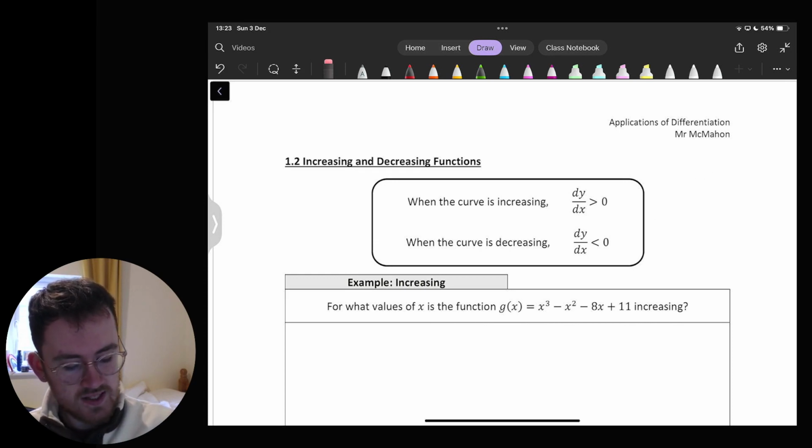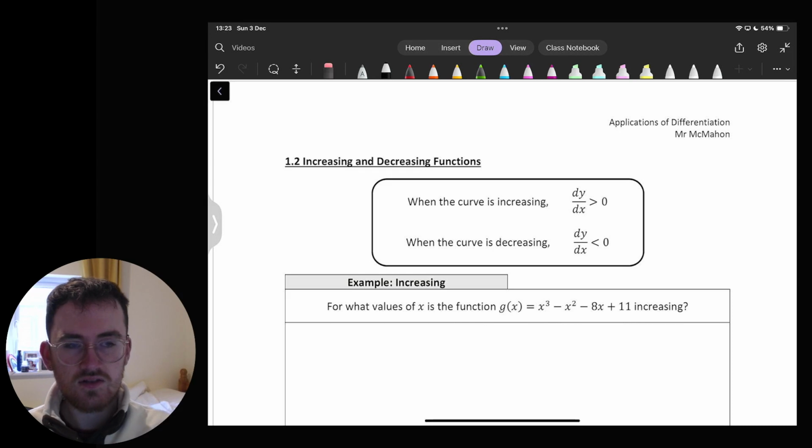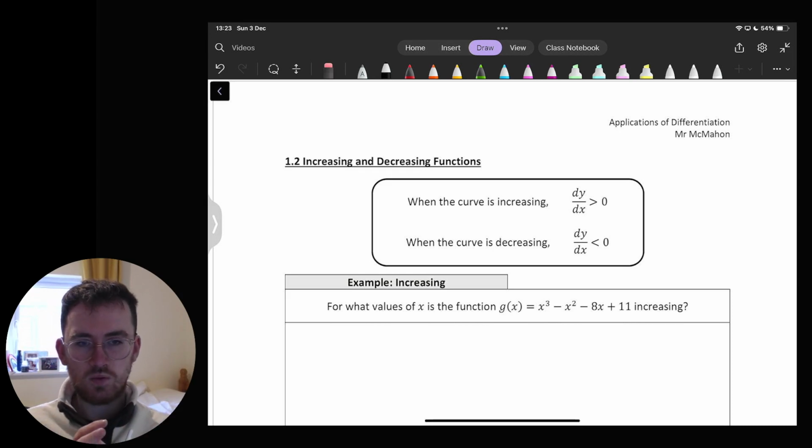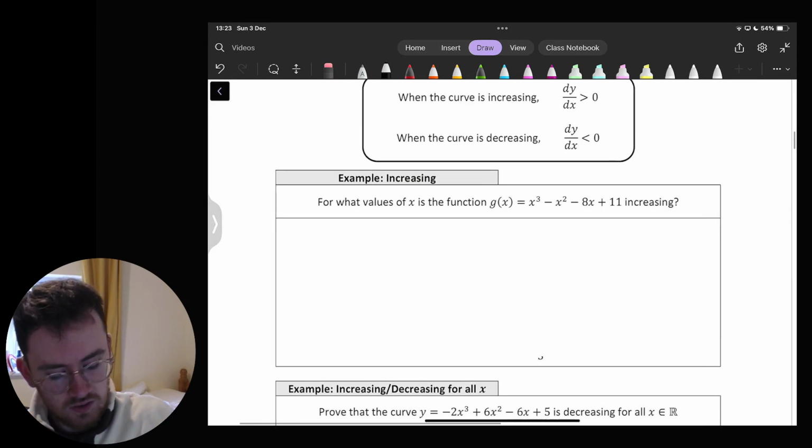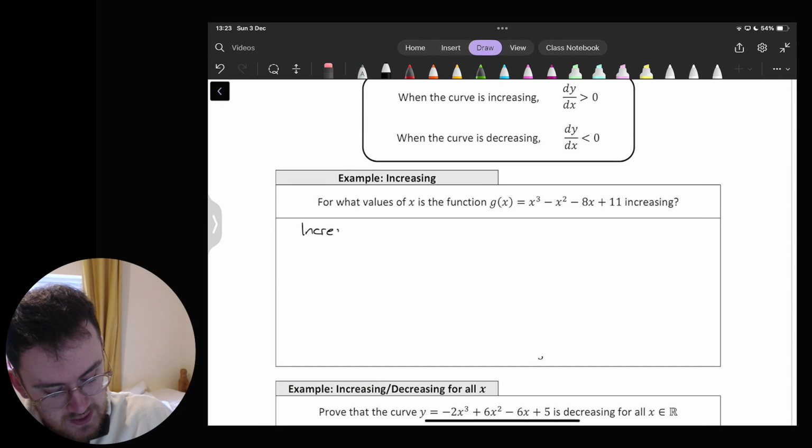When it's decreasing, the y values are going down as the x values are going up as we go across with my x values. So in terms of these rates of change, we're always kind of talking about when x is increasing, what's happening to y, how is y changing. So for what values of x is this function increasing? So increasing to me says derivative greater than 0.